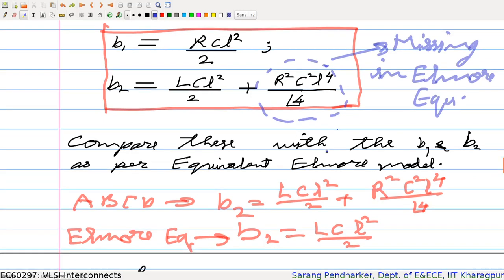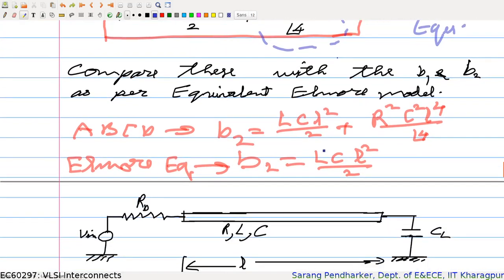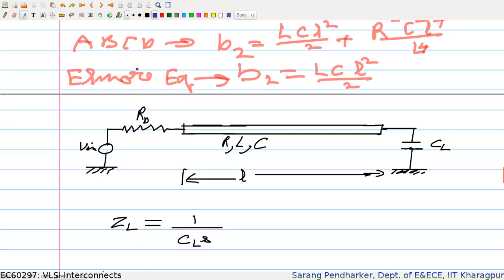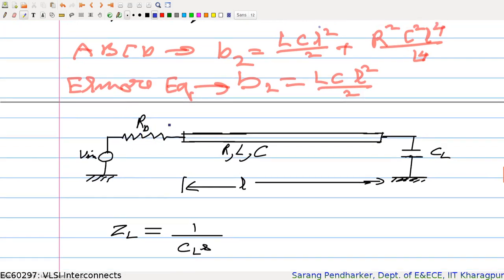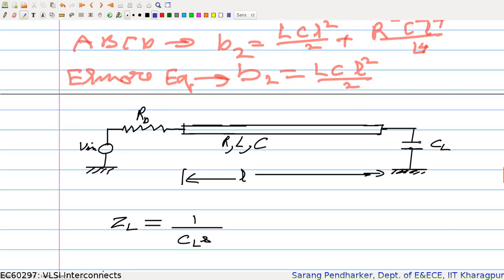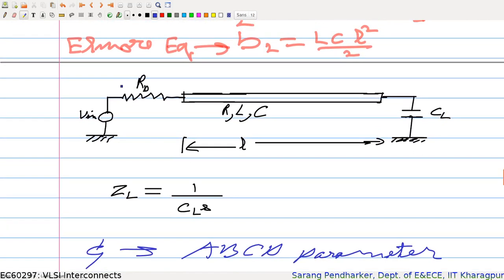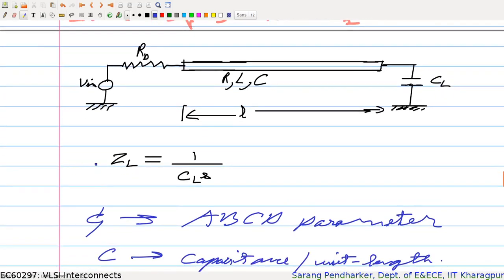So now let us increase the complexity a bit. Earlier in this previous analysis we took RD as 0, and the capacitance was also not there, so this load was simply open. But now let us incorporate the effect of your driver resistance and the load capacitance as well. So if you have a load capacitance CL, your load impedance would be 1 by CL into S, right?